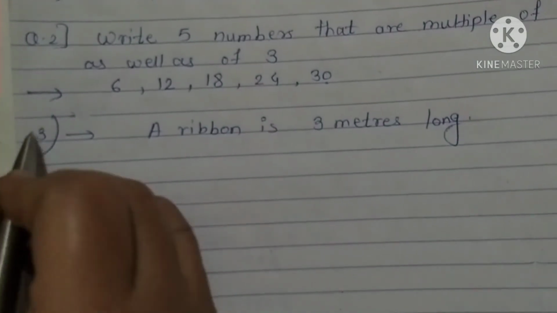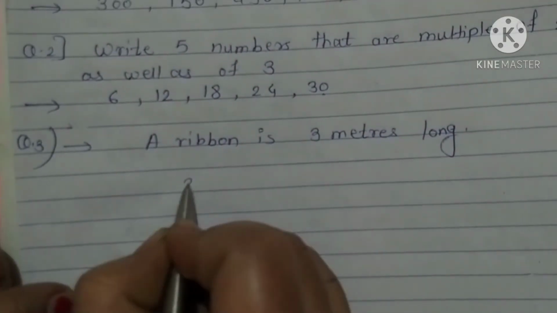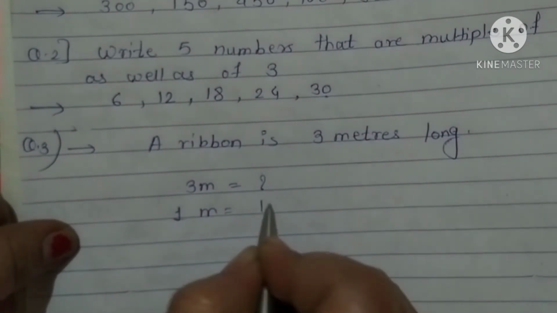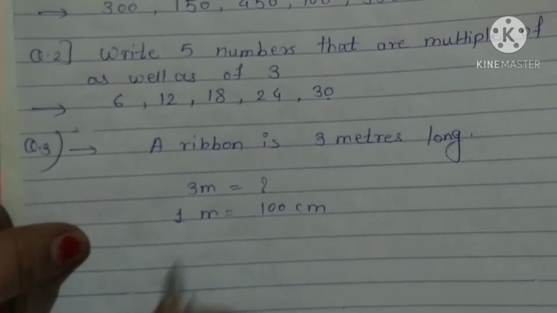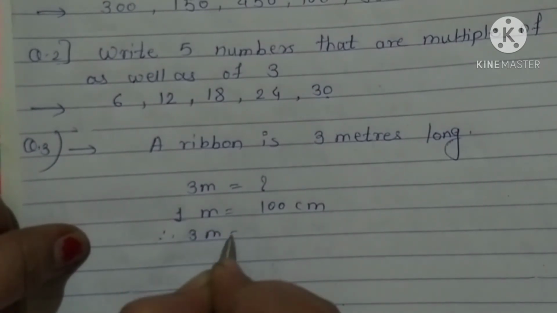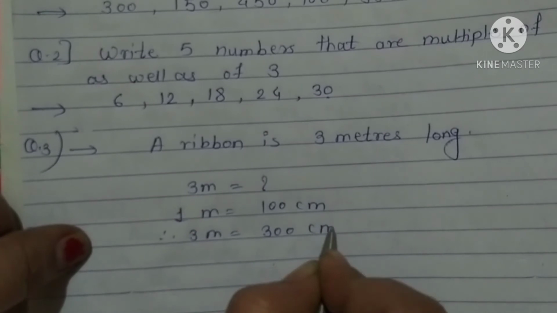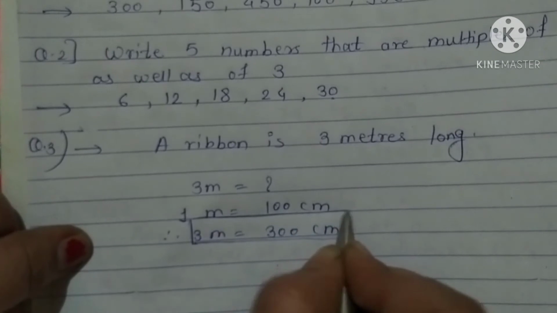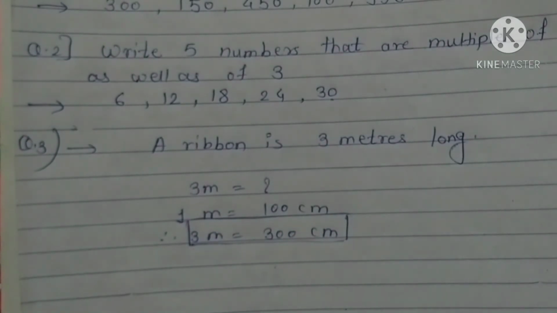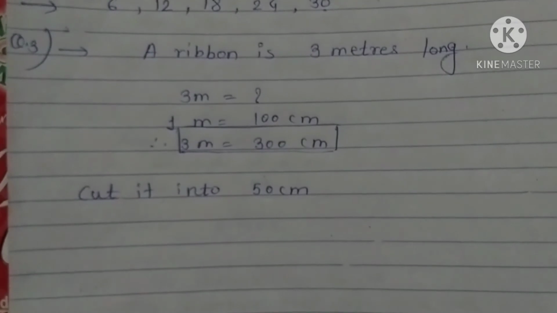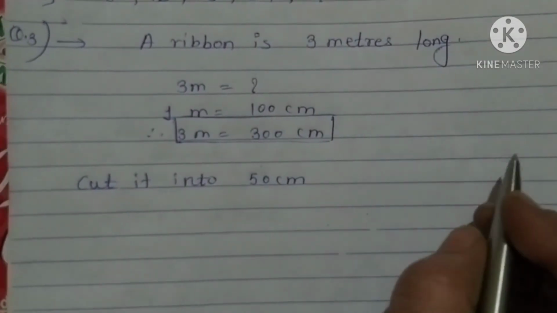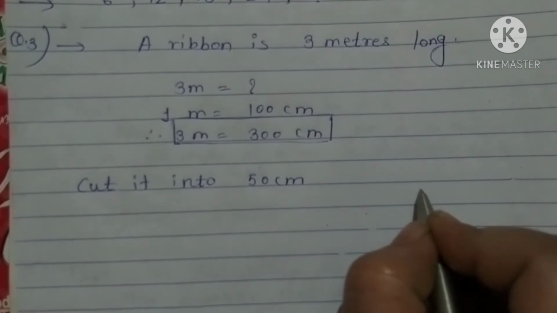Now see, the ribbon is 3 meter long. Now 3 meter means what? See, 1 meter means 100 centimeter, therefore 3 meter means 300 centimeter. Now we have to cut that ribbon into 50 centimeter pieces. Now we have to find how many pieces we get, and whether any ribbon is left over or not.